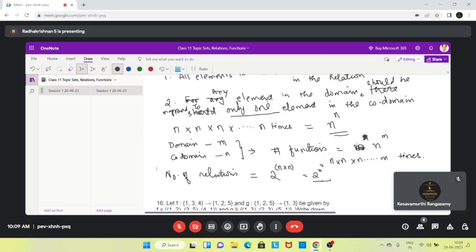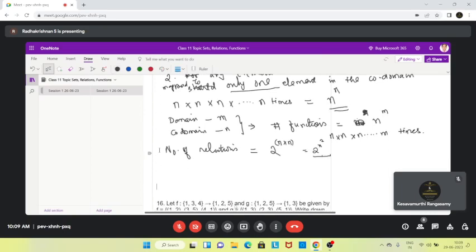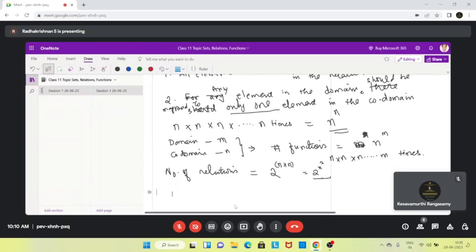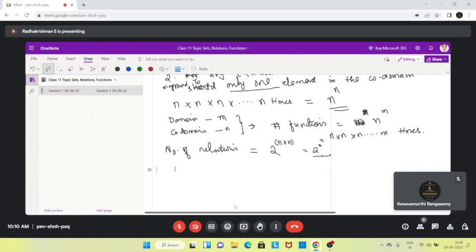Okay. Next, let us see how many onto functions. So this is the formula for counting the number of relations: 2 to the power of number of elements in the Cartesian product. Number of functions is n to the power of m, where n is the number of elements in the codomain, m is the number of elements in the domain. And now the next problem, number of onto functions.